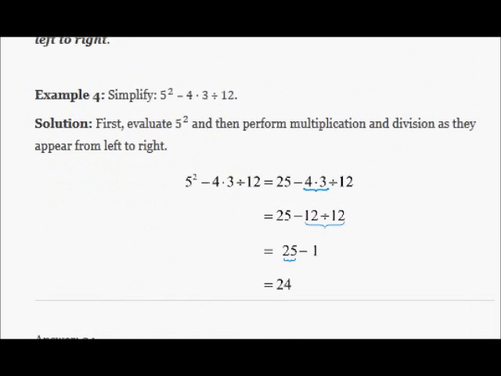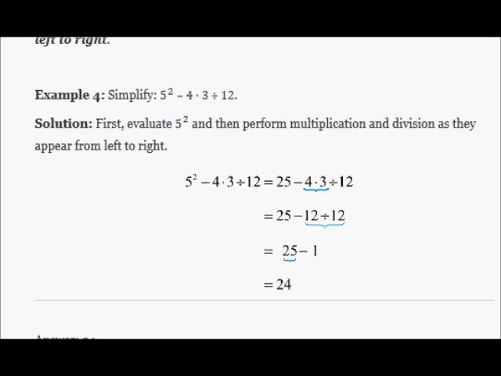Okay, let's say you have 5 squared minus 4 times 3 divided by 12. Parentheses, don't have any. Exponents, we do. We have a 5 squared. So we're going to work on that one first. 5 squared is 25.